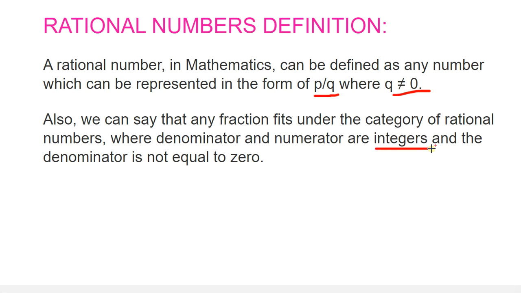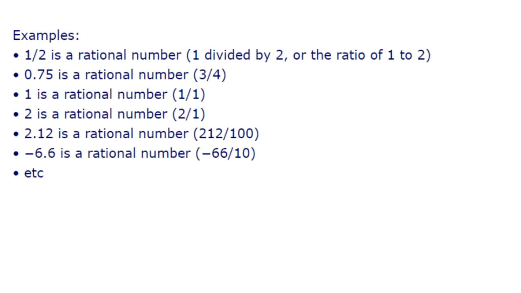That is the basic difference between the rational numbers and the fractions. In case of a fraction, the denominator and numerator are whole numbers, while in case of rational numbers, the denominator and numerator are integers. And the common point is denominator should not be equal to 0. Let us just see a few examples of rational numbers.